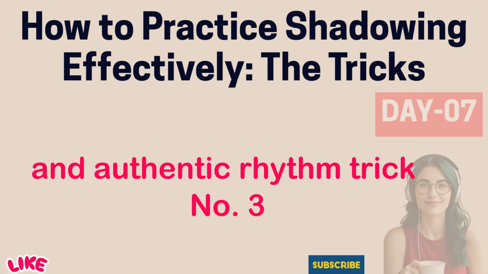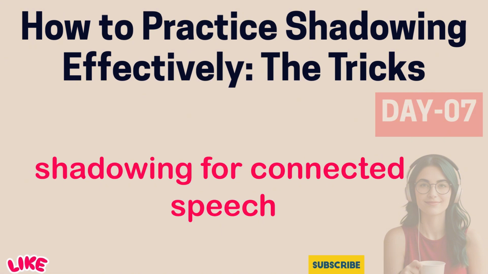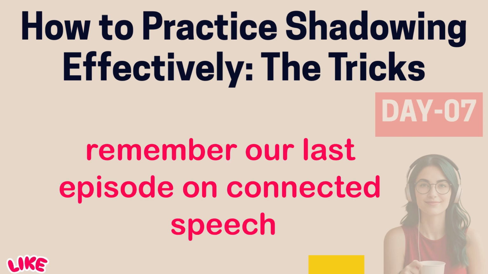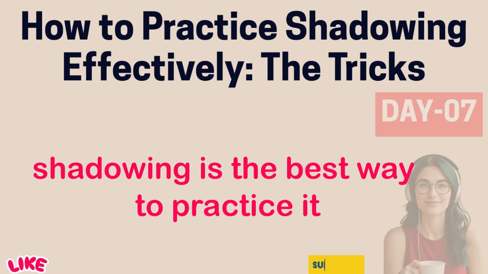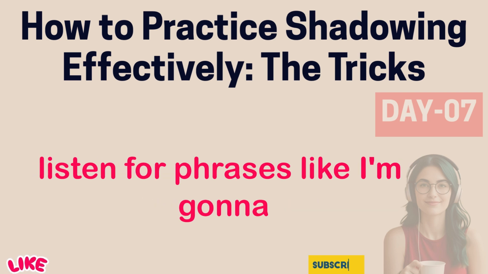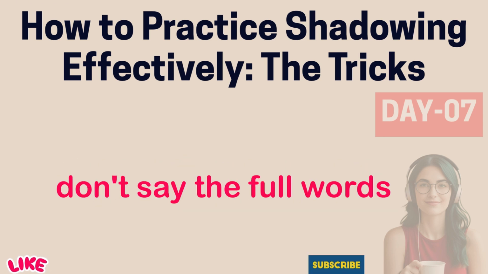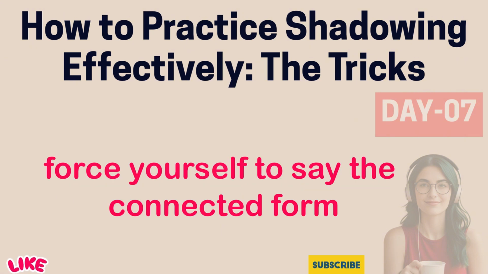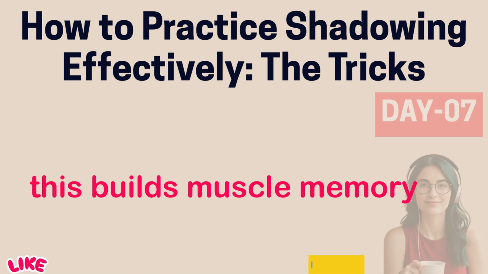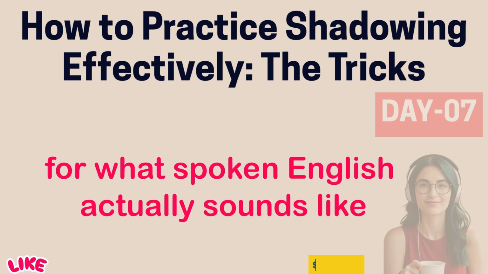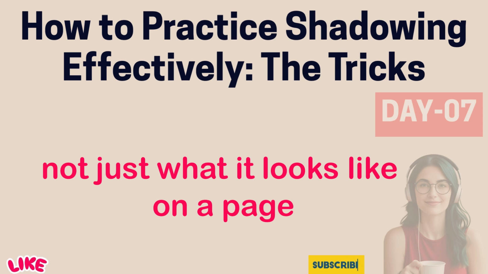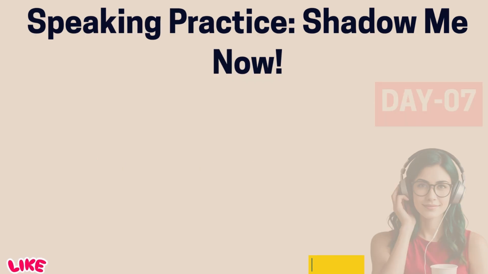Trick number 3. Shadowing for connected speech. Remember our last episode on connected speech? Shadowing is the best way to practice it. Listen for phrases like, I'm gonna, and what you're doing. When you shadow, don't say the full words. Force yourself to say the connected form. This builds muscle memory for what spoken English actually sounds like, not just what it looks like on a page.